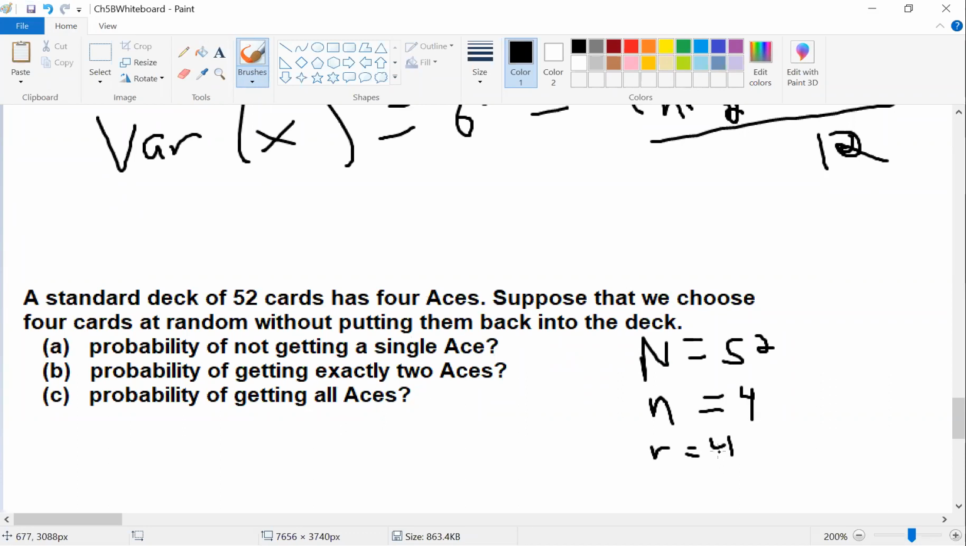Now for these parts, let's talk about x. We're asking for the odds of not getting a single ace. So x could be 0, 1, 2, 3, or 4. Yes, our x is 0 because we want to see the odds of getting no aces. Now, exactly two aces, our x is going to be 2. Looking for exactly 2. Odds of getting every single ace, that's going to be x equals 4. So let's calculate those probabilities with our formula. So I'm going to switch back over to this.